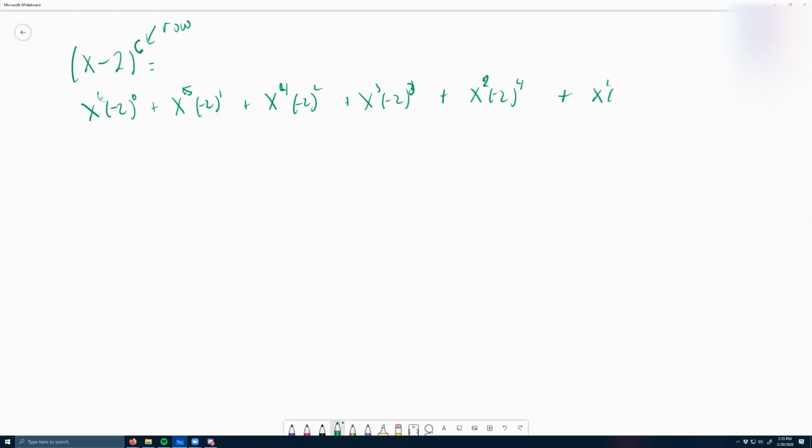X to the first times negative 2 to the 5th, plus X to the 0 times negative 2 to the 6th power. So again, each term counts down with the highest power, where the second term counts up to the lowest power. 6, 5, 4, 3, 2, 1, 0, and then 0, 1, 2, 3, 4, 5, 6. You can also notice that these two always add up to 6. 5 plus 1 is 6, 4 plus 2 is 6, 3 plus 3 is 6, etc.